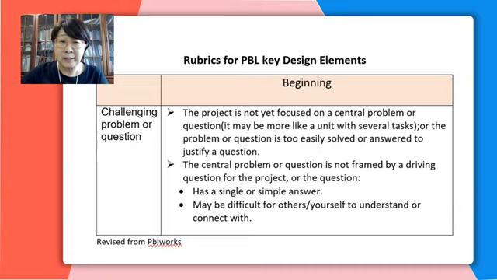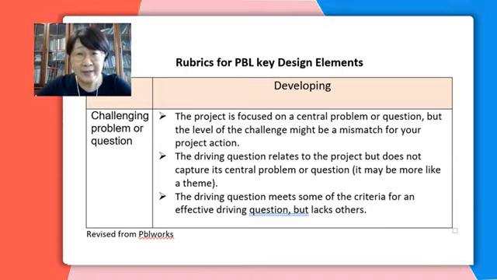So let's begin from the beginning level. Here, I would like to read some of the contents so that you can get an idea what that is. For example, the second column says, the central problem or question is not framed by a driving question for the project, or the question has a single or simple answer and may be difficult for others or yourself to understand or connect with. So now you know, in terms of communication, make sure your agency proposal is easy for others and yourself to understand and connect with.